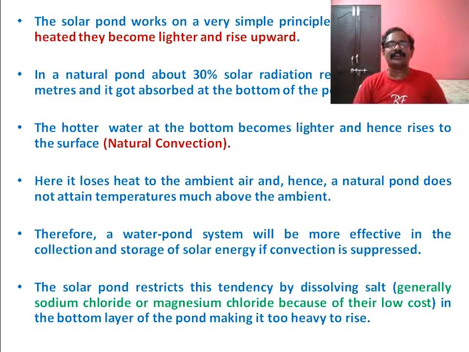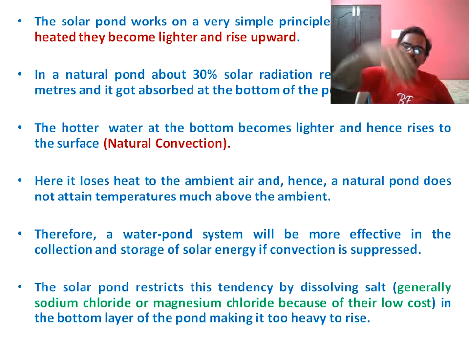In this solar pond, I will suppress the convection process. Once convection is not happening, the bottom hot water will never come up, and the hot water will stay at the bottom of the pond itself. That's why we call this an artificial pond or solar pond. How I will suppress this, we'll see. In the solar pond, I'll dissolve salt into the pond, so the freshwater pond will become a saltwater pond.